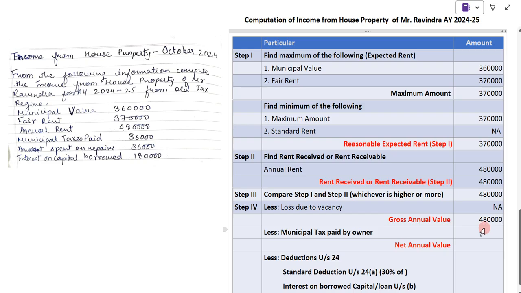Now from this gross annual value we have to less the municipal tax paid by the owner. How much is the tax paid? 36,000 tax is paid. Now 4,80,000 minus 36,000, we get 4,44,000. This is our net annual value.